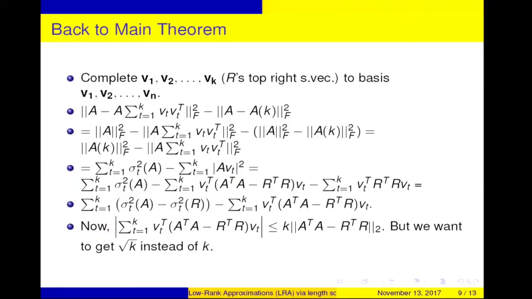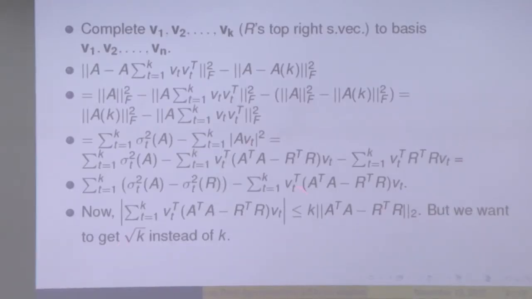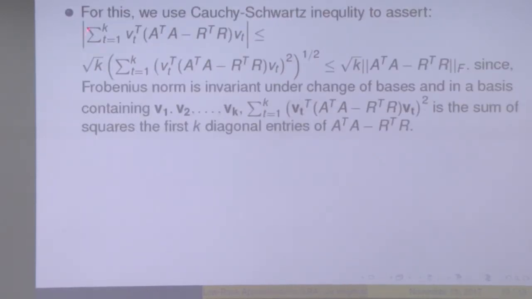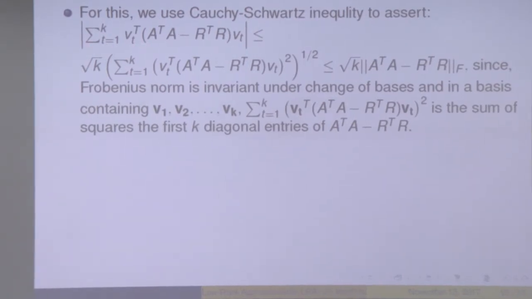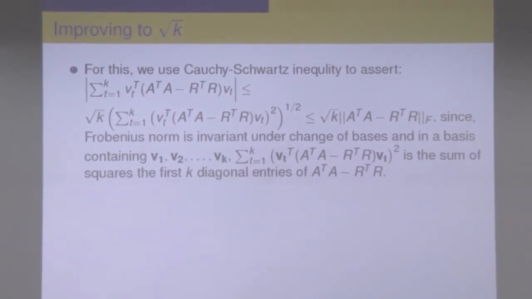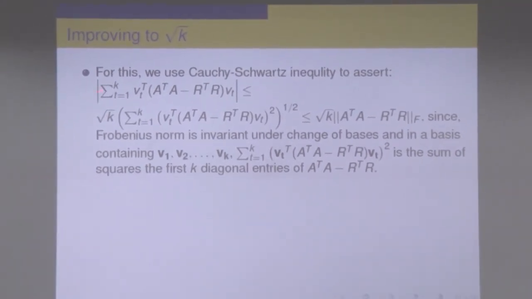Okay, at the end of this, this gave me a k, but I want to get a root k. If you're happy with k, you're done. So I'm going to do one more slide of work to get a root k. For this, we have to use Cauchy-Schwarz. The reason I'm doing this proof is partly, its algebra is uninteresting, but hopefully it'll jog your memory on the linear algebra that you might have forgotten.